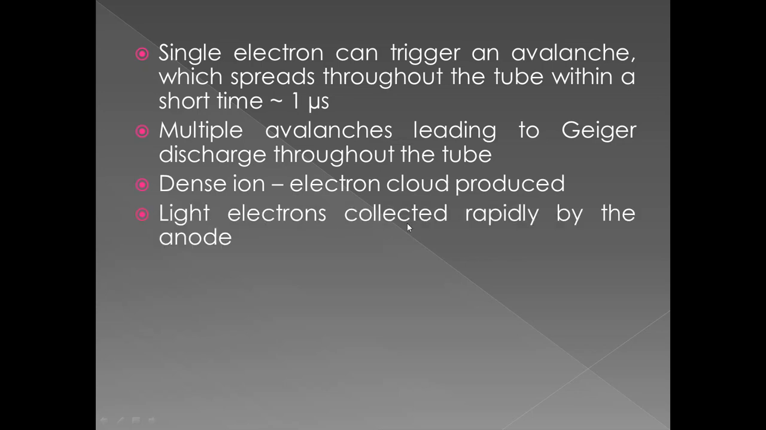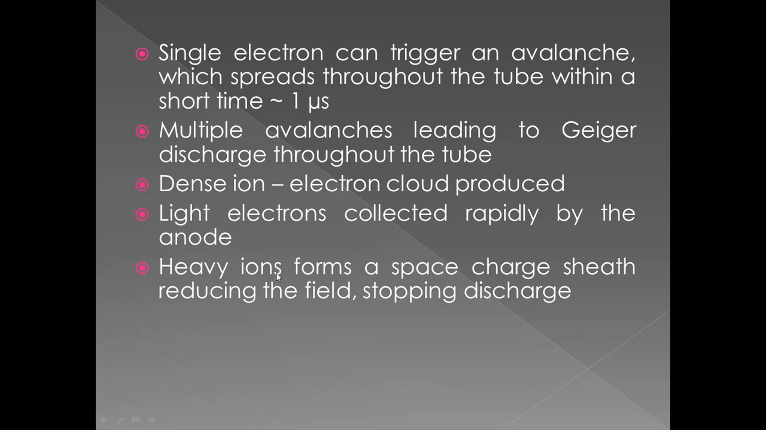Now the light electrons are collected rapidly by the anode. They are light, they can move fast, so they are collected rapidly by the anode. However, the heavy ions form a space charge sheet, reducing the field. So it shields the electric field. The positively charged ions are moving towards the cathode, but as most of the ionization is produced near the anode, they take time to slowly move toward the cathode.